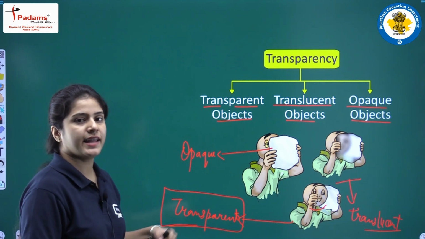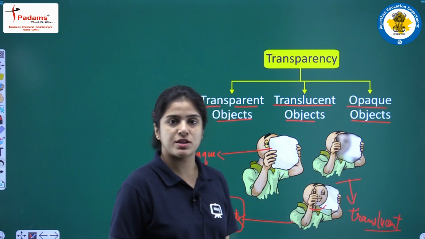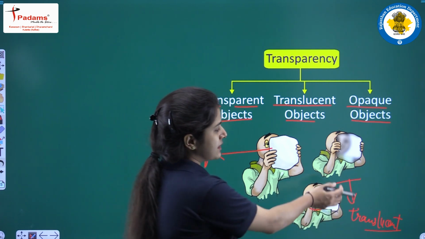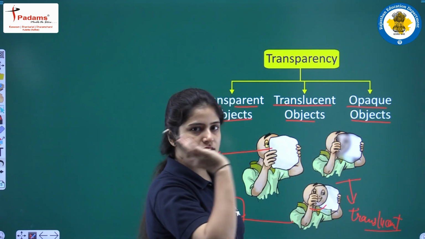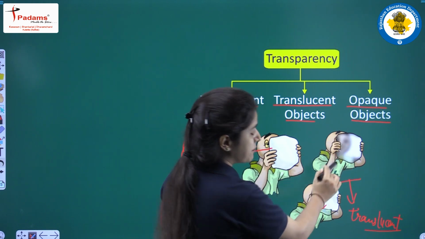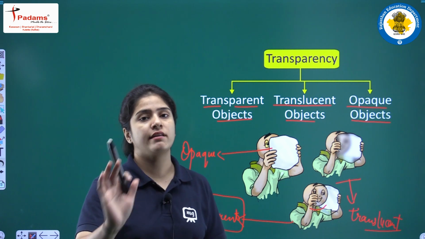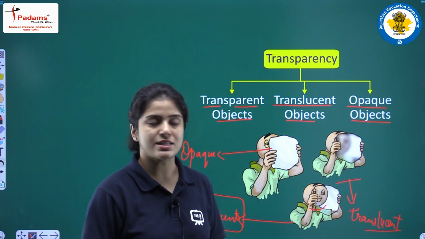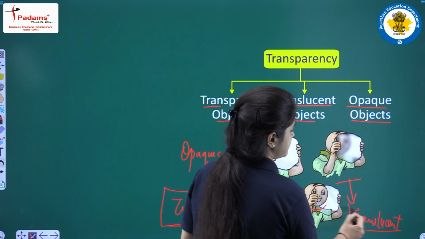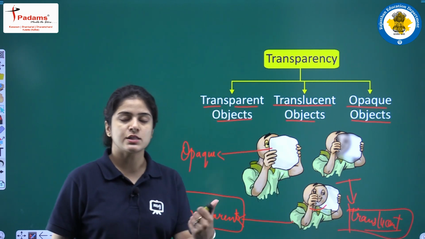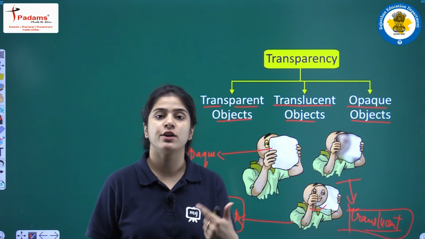Alright students, next, translucent objects. From this particular translucent object you can just imagine that this is the face of the kid, but you can't see clearly. You can see the objects but not clearly. Those objects are called translucent objects.